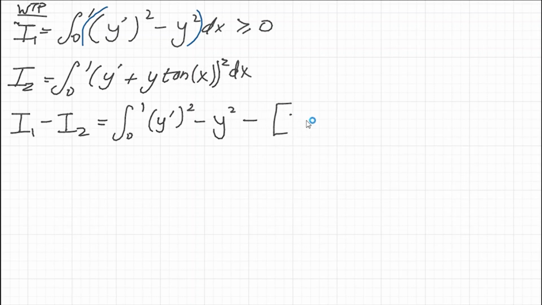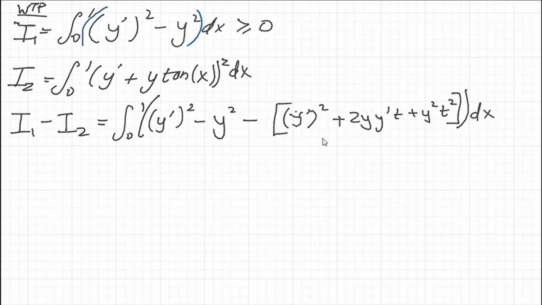squared. So if I expand that out, I get y prime squared, plus 2y y prime tan x, which I'll just denote with a t for now, and then plus y squared tan squared x. All of this dx, like so. And now we get some nice cancellation. So the integral from 0 to 1, this y prime squared here cancels with this minus y prime squared.